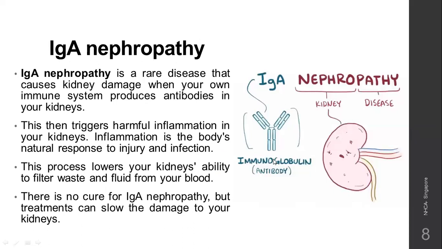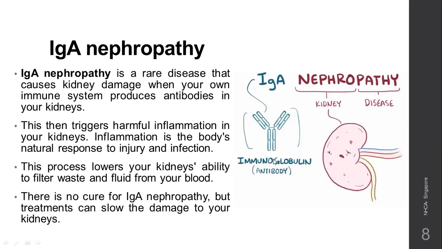IgA nephropathy. IgA means immunoglobulin A. It's an antibody we all have within our body. Nephropathy is a pathology of the nephrons. Here the nephrons are getting attacked. As I mentioned earlier, in the majority of kidney diseases, your nephrons will be damaged.